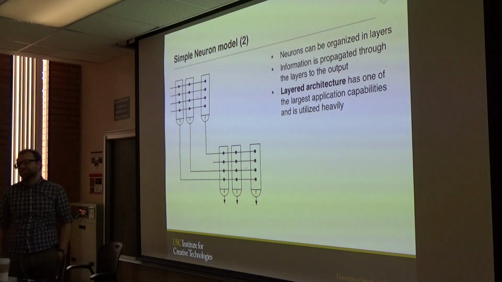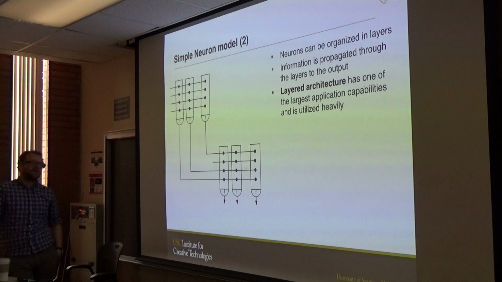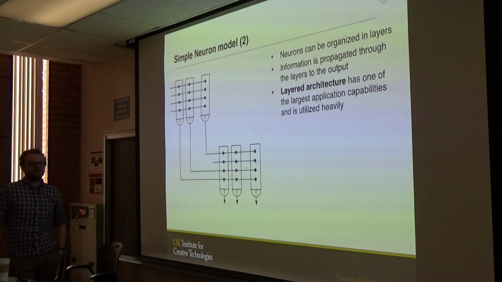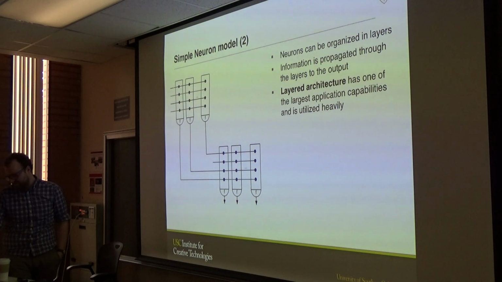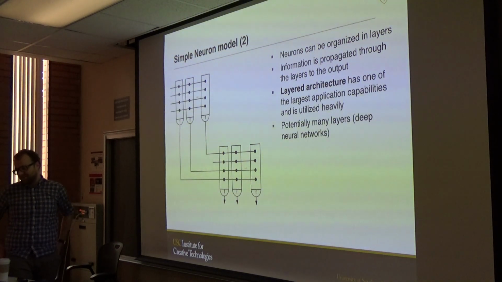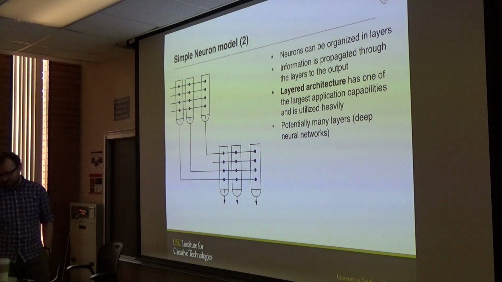Sometimes I've seen neural networks with hundreds of layers, and I think that's a bit over the top, but 5 to 10 layers is very common right now.